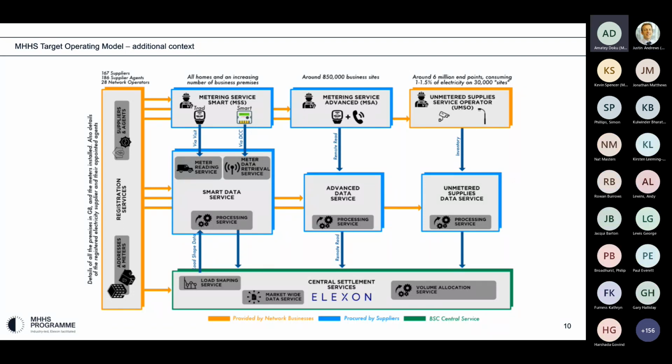Yes, so the next one is, does the advanced data service replace the HHDC, or will existing HHDCs provide the ADS? The ADS does replace the HHDC, but that does not preclude existing HHDCs qualifying as an ADS and using their existing half-hourly systems. Yeah, I think probably the answer is yes to both.